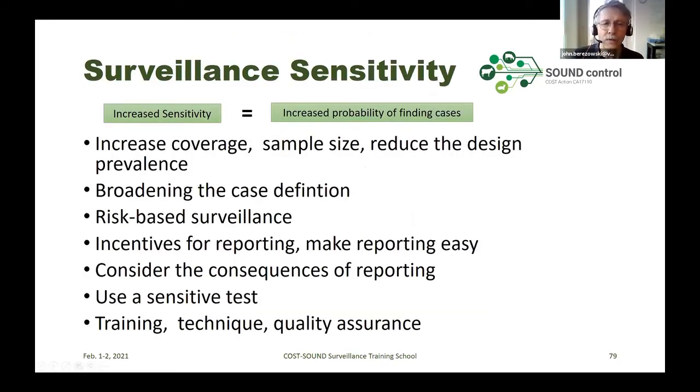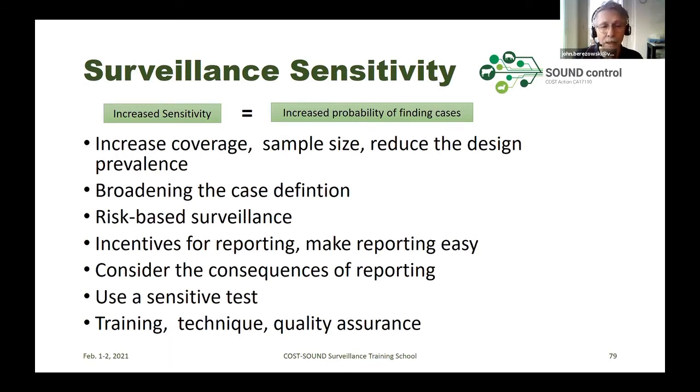We can talk about surveillance sensitivity. We've talked around this a little bit, but not really directly. So when you increase the surveillance sensitivity, so the sensitivity of either a surveillance activity or your surveillance system, you increase the probability of finding cases. And you can do that in a number of ways. You can increase the coverage, so make sure that you're sampling in all regions of the country, increase the sample size, reduce the design prevalence.